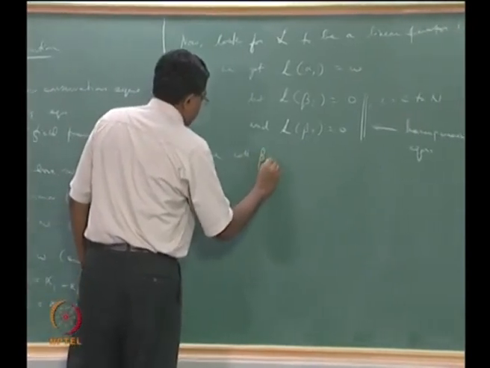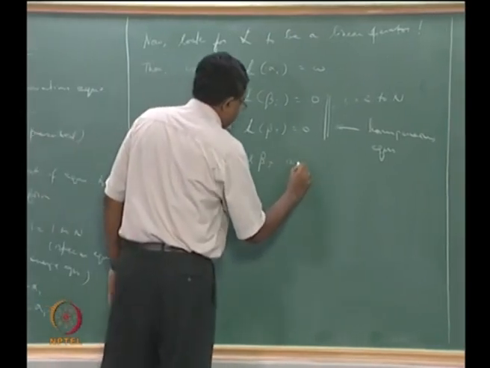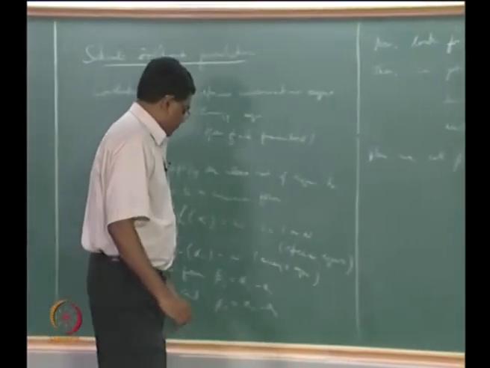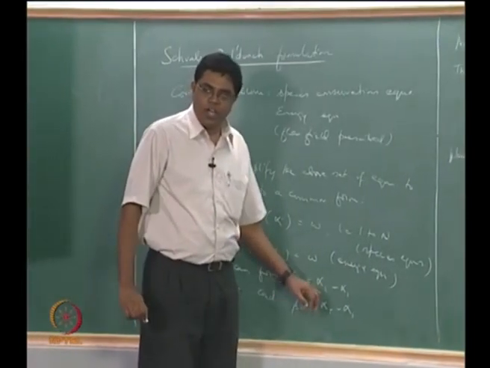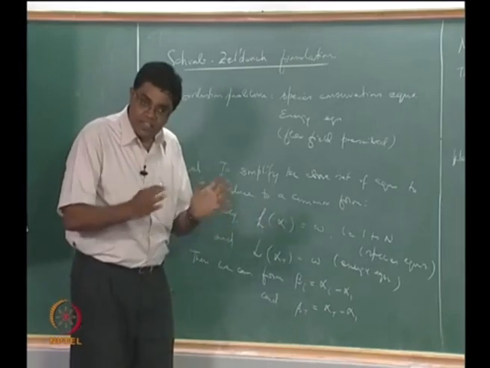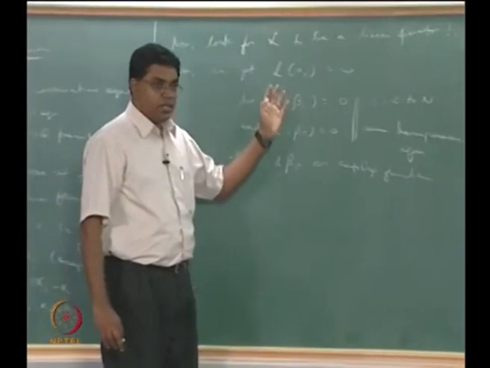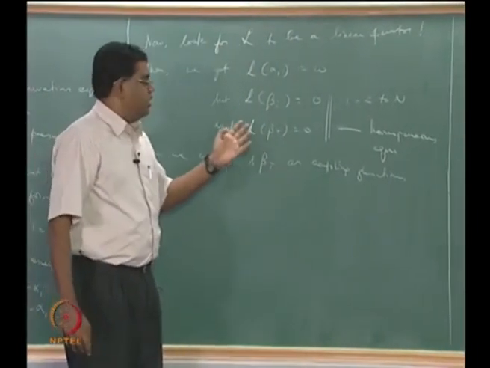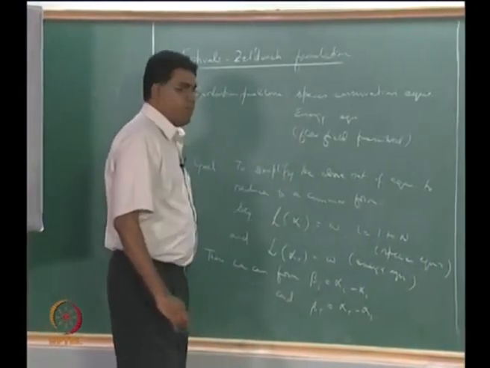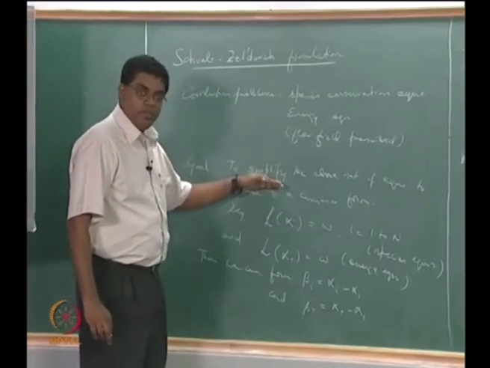And if you were to follow this, then here we call beta I and beta t coupling functions, because they couple alphas together. Beta I's couple alpha I and alpha 1, and beta t couples alpha t and alpha 1. So these are called coupling functions. Our goal is essentially to simplify the above set of equations to reduce to a common form, that is L of alpha is equal to omega for both the species and the energy together, and then form the coupling functions so that we could get a homogeneous set of equations for a whole large number of equations except just one. Sounds very incredible at this stage if you think back on what the equations are, but the question is how do we simplify. So this is the starting point.